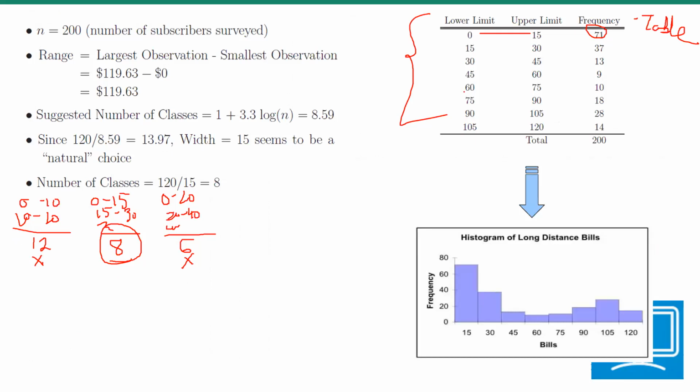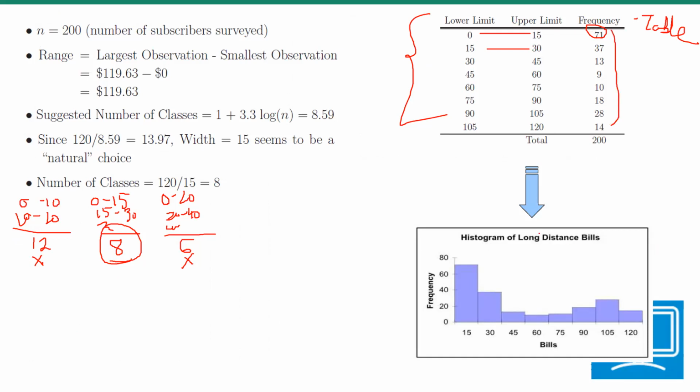So you have to count, and this is where your programming skill will come in. You should be able to count the number of values between 0 and 15. So you say 71, then 15 to 30, and you get this number.